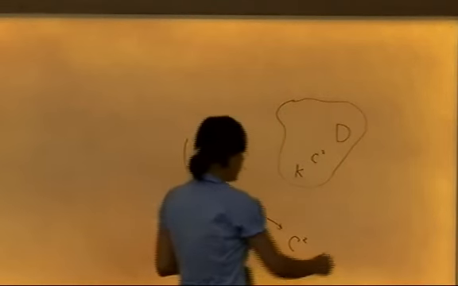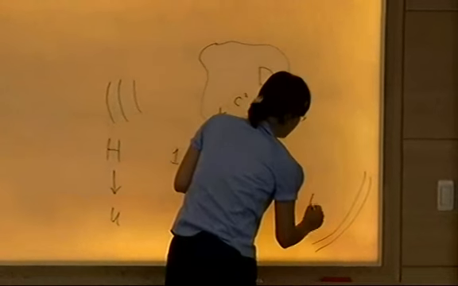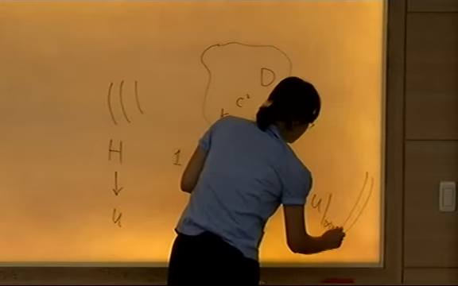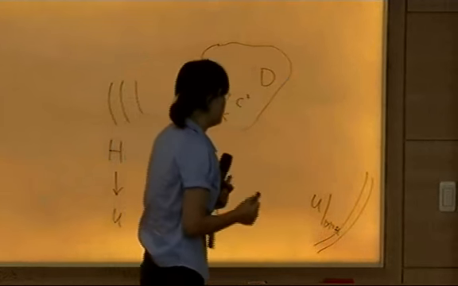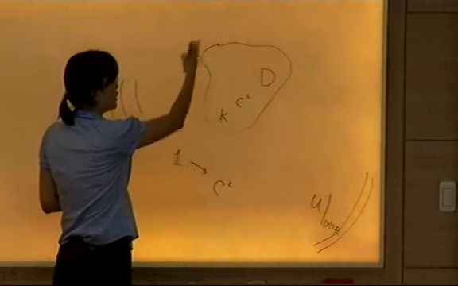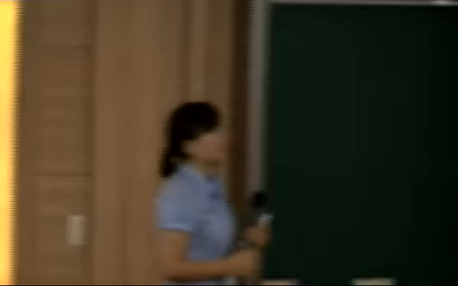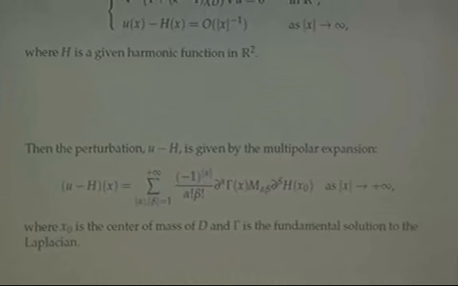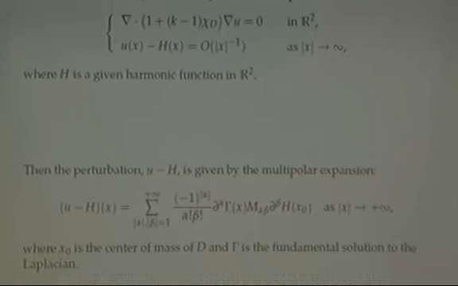And then we measure U far away from D, when S equals R, and then how can we reconstruct the shape of D? So this problem is also related with small anomaly detection inside a body.